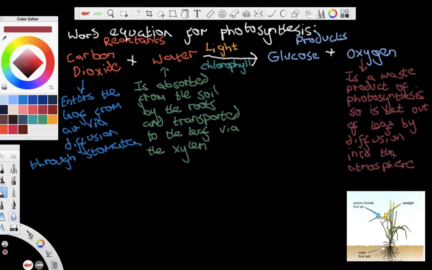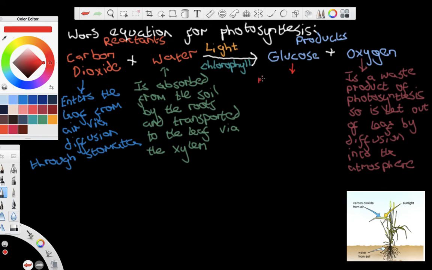Okay, so we've got carbon dioxide being added to water. The carbon dioxide comes from the atmosphere. It moves into the leaf via diffusion. Water is absorbed from the roots in the soil, transported to the leaf via the xylem. The chlorophyll then uses water and carbon dioxide, using light energy to convert it into glucose and oxygen. Oxygen is a waste product that is released into the atmosphere. Glucose, on the other hand, has lots of uses, okay, which we're going to talk about in another lesson.